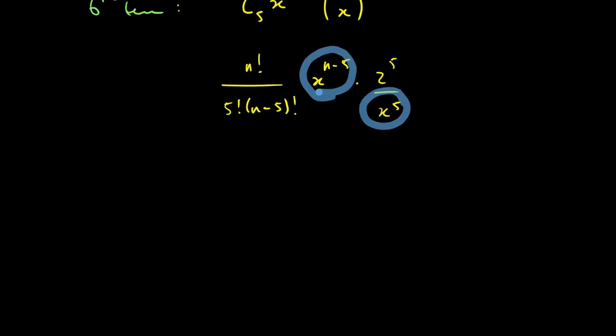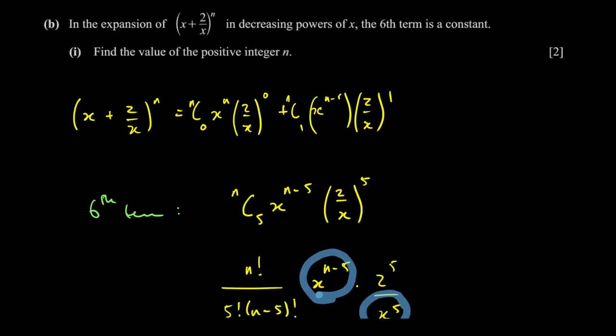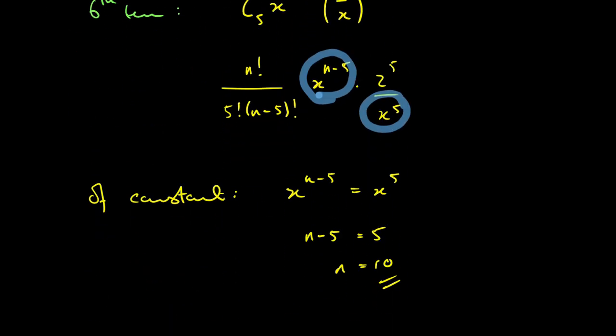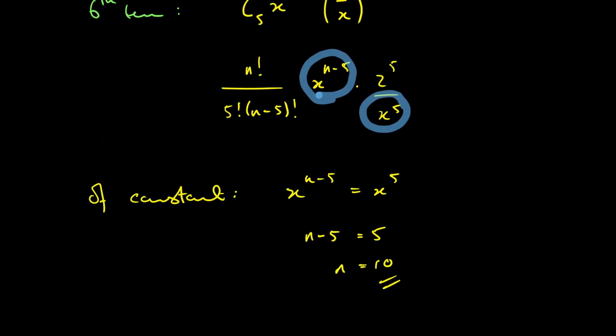So we can basically say, if this is constant, then we require that x to the power n minus 5 must be equal to x to the power 5, which is the same thing as saying that n minus 5 is equal to 5, so the powers must be the same. So n is equal to 10. Okay, so we get a value of n is equal to 10. So that's done the first part. Second part is actually just finding the value of the sixth term. Well, we just substitute into here.